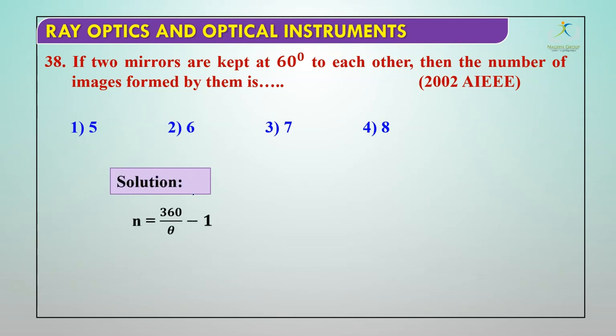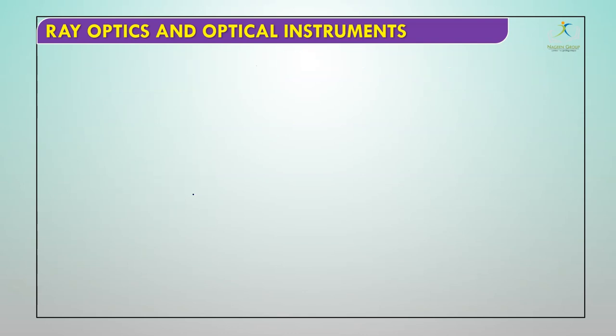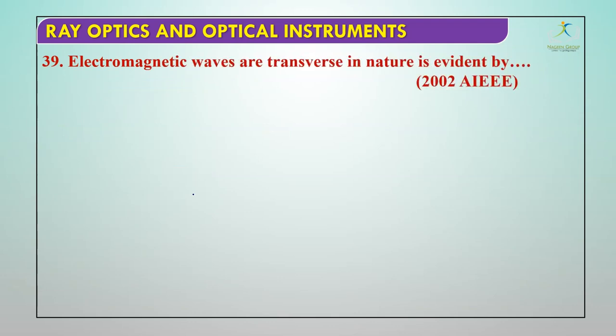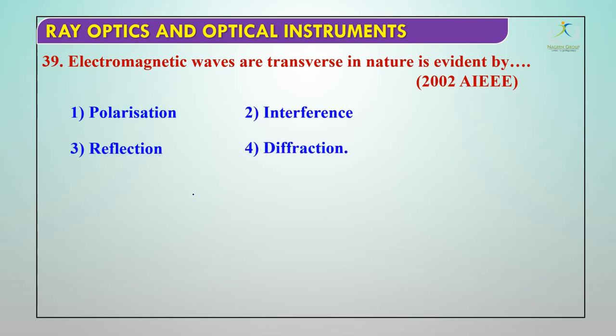Solution: we have n is equal to 360 by theta minus 1. From this we can say the correct option is option A. Question 39: electromagnetic waves are transverse in nature is evident by polarization, interference, reflection, diffraction. The correct answer is polarization.